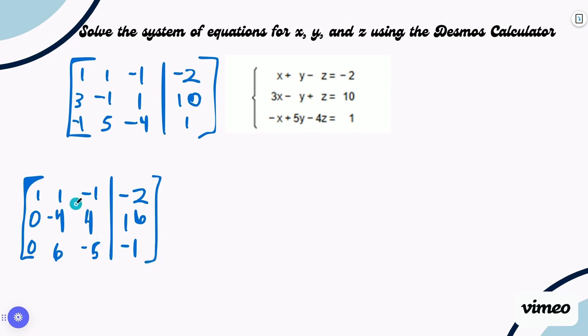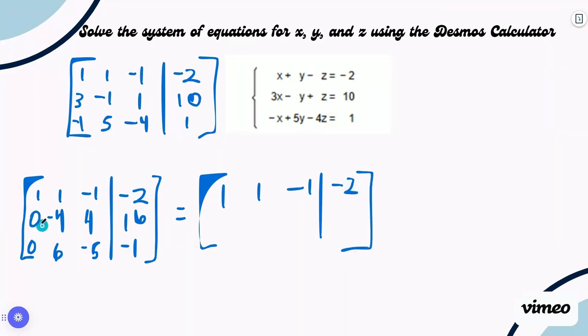Now I want this to be a 1. So I need to think, what could I multiply negative 4 by to get a positive 1? Well, that's going to be its multiplicative inverse, which is going to be negative 1/4. So now I'm going to multiply everything in row 2 by negative 1/4. I'm going to keep row 1 like it is: 1, 1, negative 1, and the answer is negative 2.